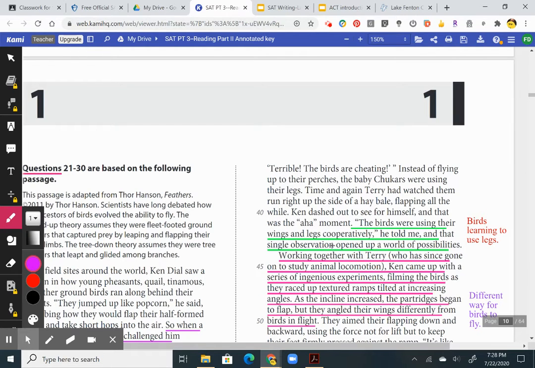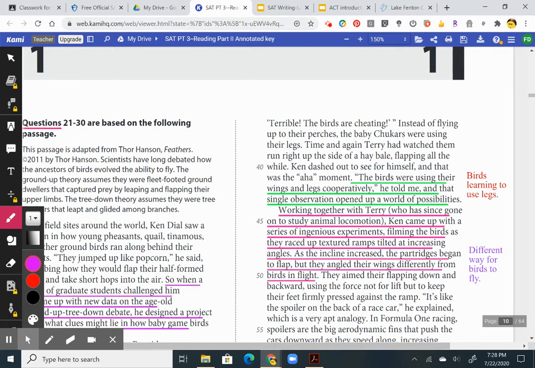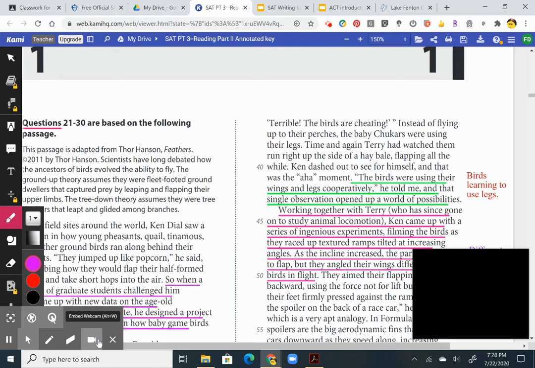The birds were using their wings and legs cooperatively, he told me, and that single observation opened up a world of possibilities. The birds learning to use their legs. That to me was important.